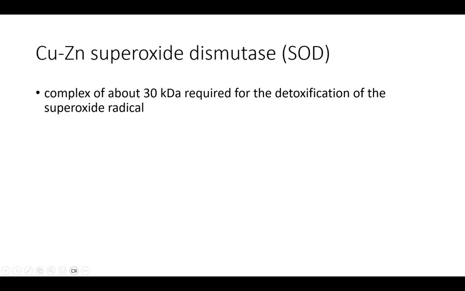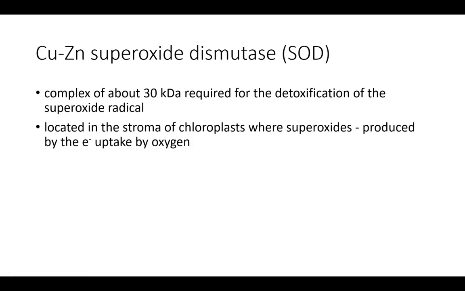The copper-zinc superoxide dismutase is a complex of about 30 kilodaltons required to detoxify the superoxide radical. Superoxide is a very potent chemical that is going to react with a lot of different things. Therefore, it should not be found in the plant. This is a detoxification type enzyme. It is located in the stroma of the chloroplast.